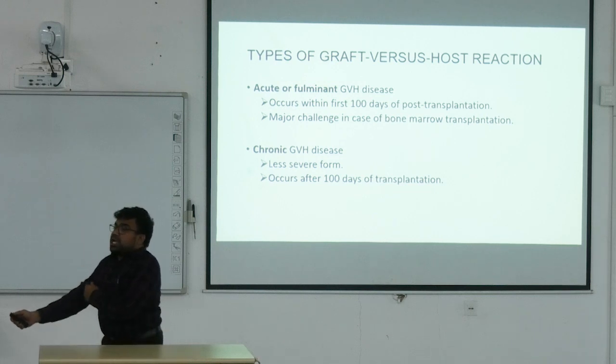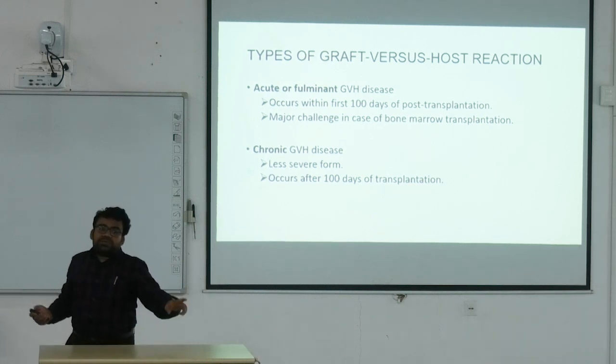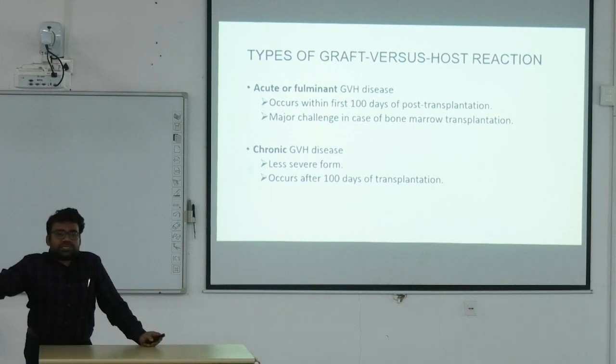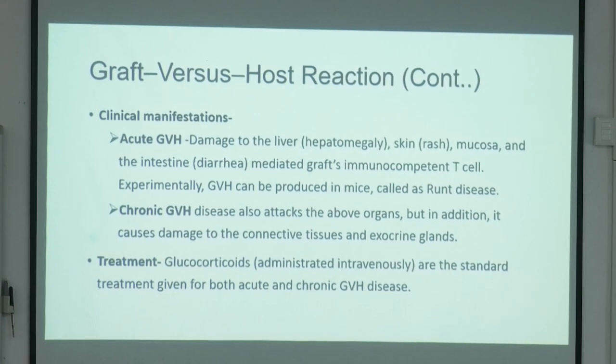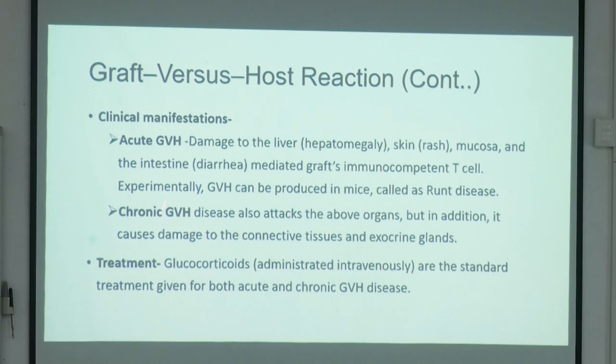Furthermore, you will go and study that within these 100 days of transplantation, the recipient is particularly susceptible to a number of infective conditions. Thereby, within these 100 days, those patients should be carefully monitored. I am not talking about the diseases in post-transplant patients, that will come afterwards. Now, what will be the clinical manifestation? In acute graft versus host disease, the reaction is primarily seen in liver, skin, mucosa and intestine. Whereas in chronic reaction, it is seen in all these organs and also in connective tissues and exocrine glands.